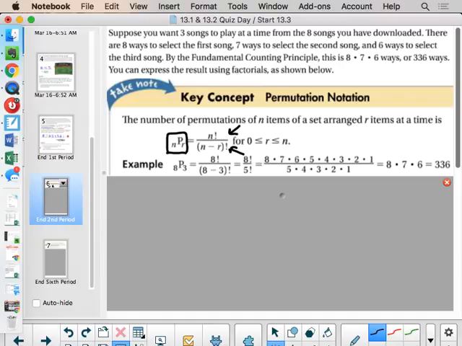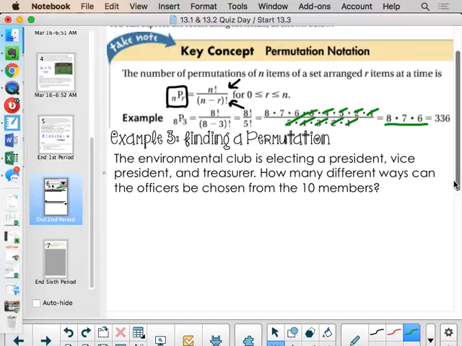And if I start to expand out the factorials, look at that. Things cancel out. And what am I left with? 8 times 7 times 6. Does that make sense? Let me show you a different way, okay?